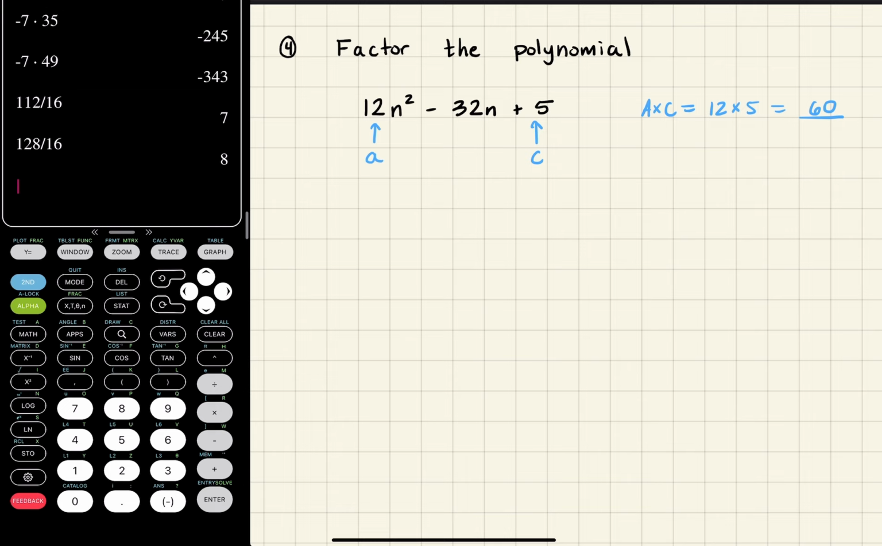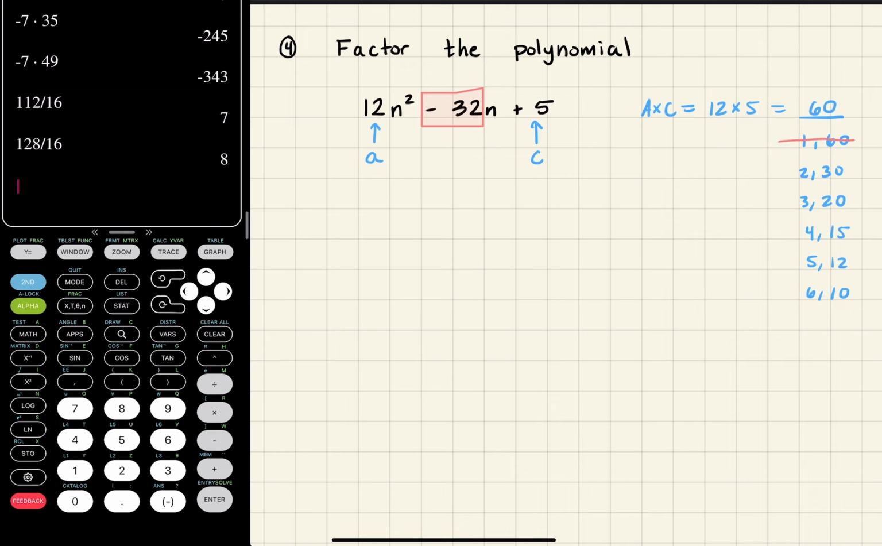And then we look for all the factors of 60. 1 times 60, 2 times 30, 3 and 20, 4 times 15, 5 times 12, and 6 times 10. I think that's it. But we're looking for a set of these numbers that also combine to make negative 32. So we need a set that also combines to make a negative 32.